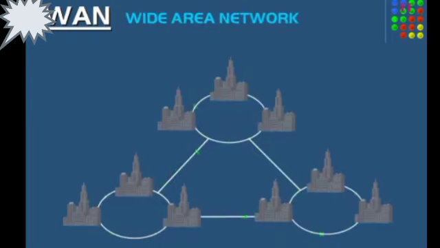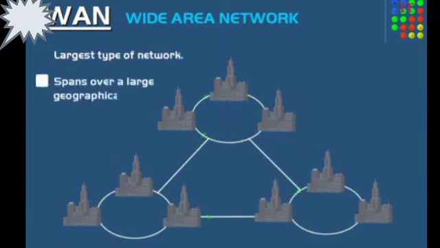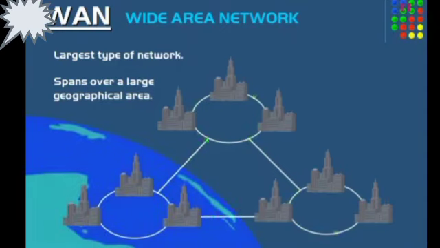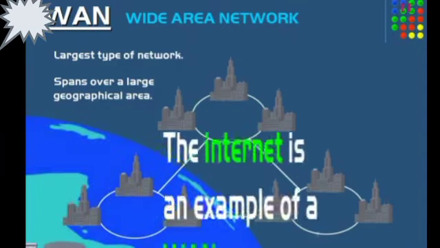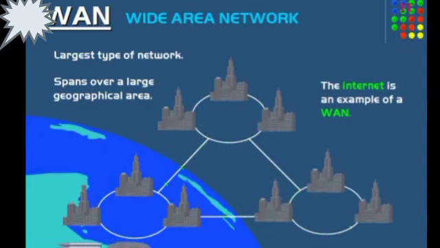Next is WAN or Wide Area Network. It is the largest type of network. It includes different kinds of networks. That means it spans over a large geographical area. The example for wide area network is the Internet. Internet is an example of wide area network.